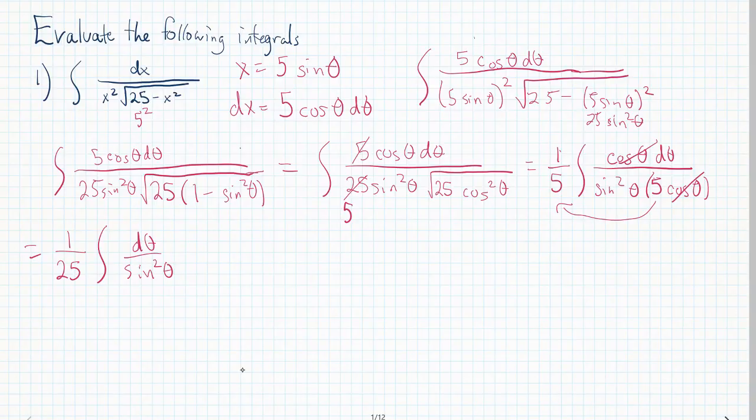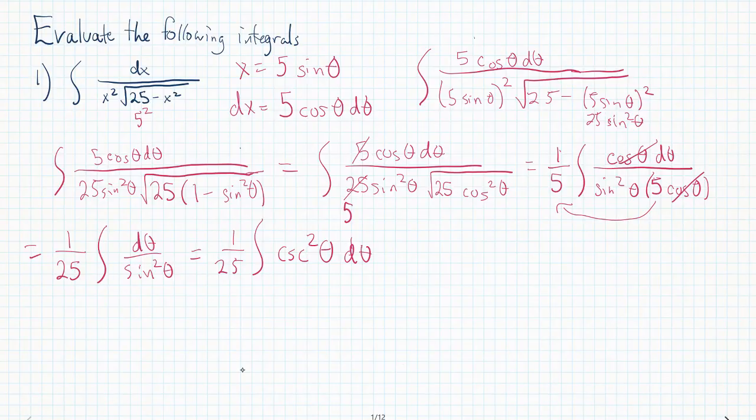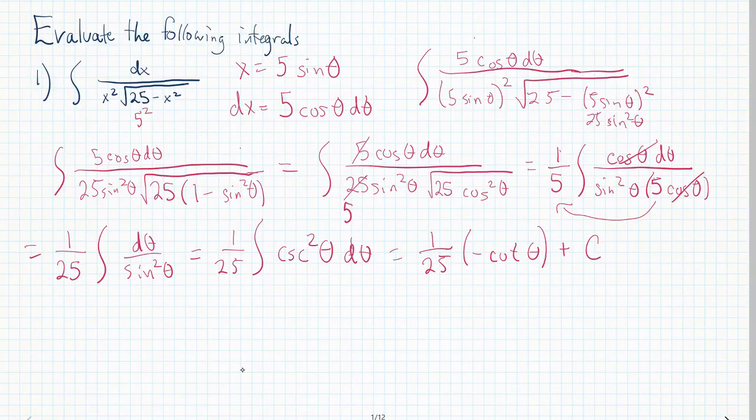So another way for us to write that is just 1 over 25 times the integral of cosecant squared theta d theta. And we know the antiderivative for cosecant squared. That's not too bad either. The antiderivative for cosecant squared should be negative cotangent, because cotangent's derivative is negative cosecant squared, so that's how we account for the negative portion. So this is 1 over 25 negative cotangent theta, and then plus some constant c, right?